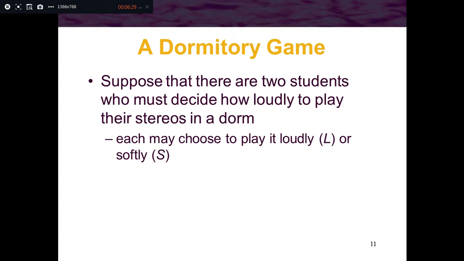So each may choose to play it loudly or softly.